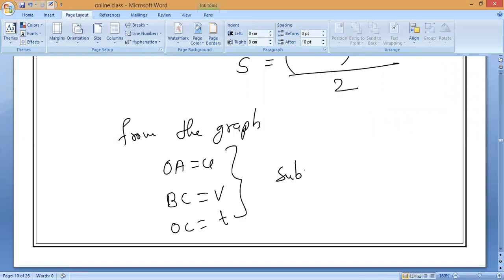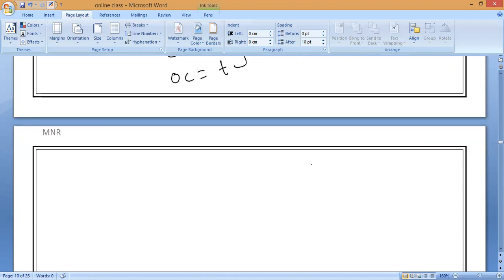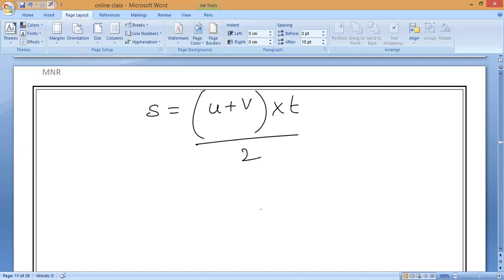Substitute in equation 1. Let me assume this is equation 1. Is it okay, guys? Now, substitute means what will come? You tell me. Substitute means S is equal to what will come? U plus V into T divided by 2. Is it okay, guys? Yes, everybody?